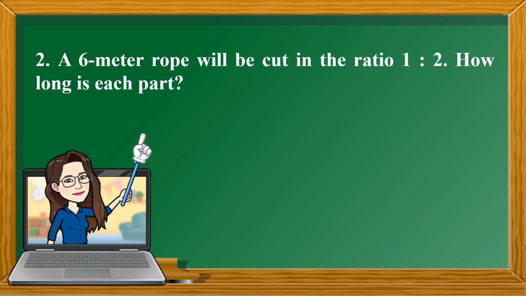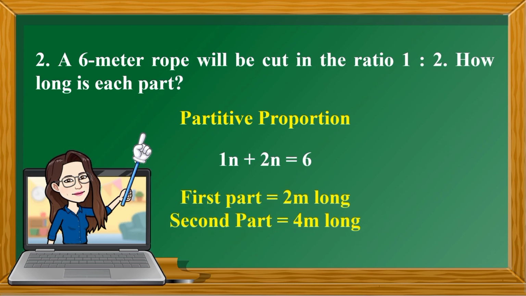Number 2. A 6-meter rope will be cut in the ratio 1 is to 2. How long is each part? Is it direct proportion, inverse proportion, or partitive proportion? You are correct, kids. This is a partitive proportion. We can write this as 1n is to 2n equals 6 meters. So, how long is each part? Yes, very good. The first part of the rope is 2 meters long, while the other is 4 meters long.